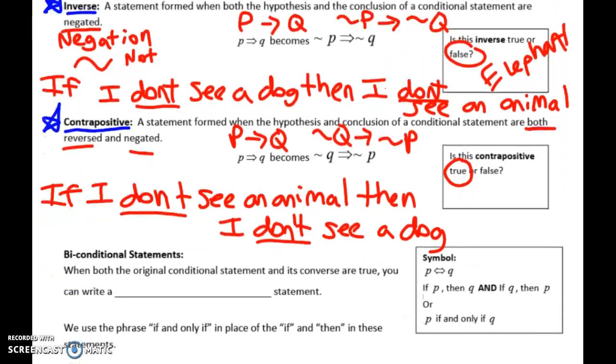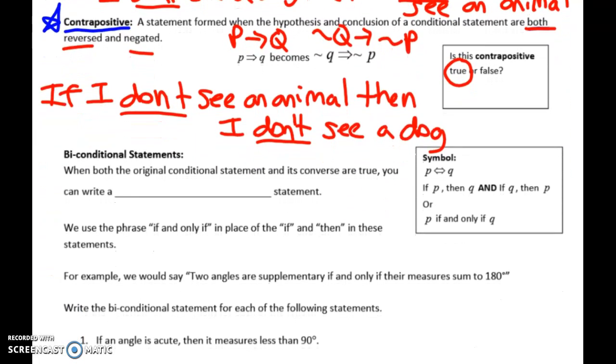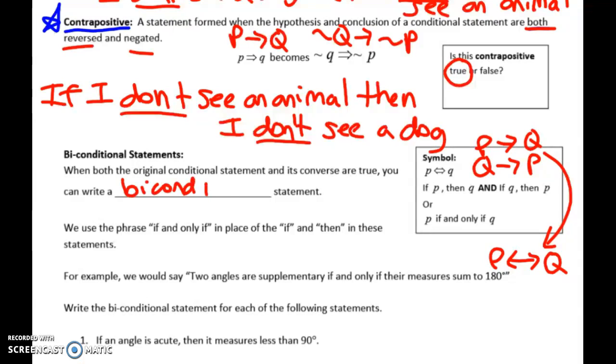Last part of the notes, we're talking about biconditional. The prefix bi has to do with two, like a bicycle, right? So if P implies Q, P arrow Q, is true, and backwards, the converse, Q implies P, if both of those are true, both ways, then that's what's called a biconditional statement. If it works both directions, you can put a double direction arrow, P arrow both ways Q. So when both the original conditional statement and its converse are true, you can write a biconditional statement. Write that down.